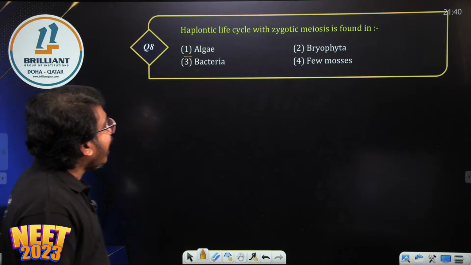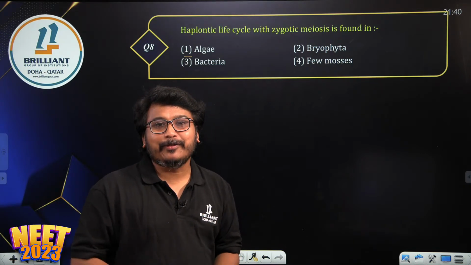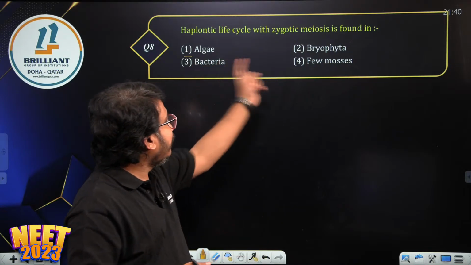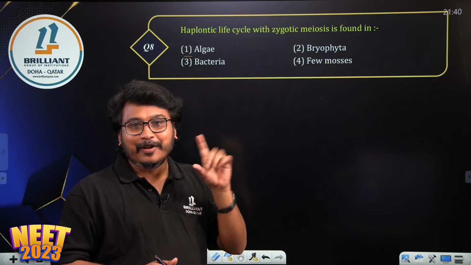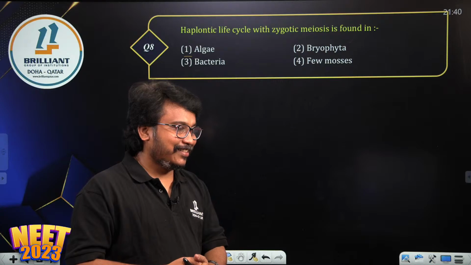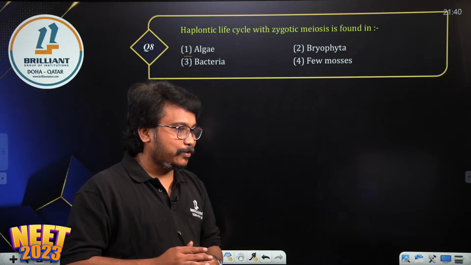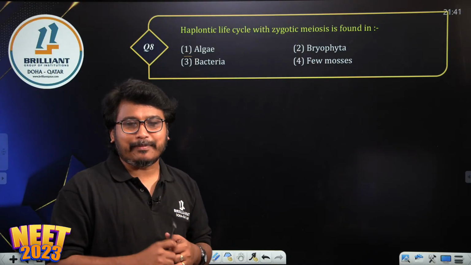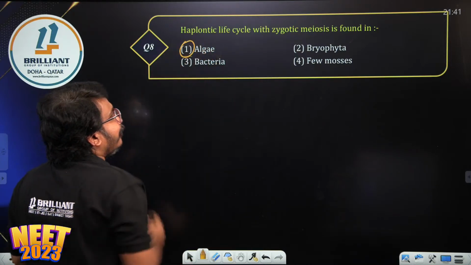Next one, haplontic life cycle with zygotic meiosis. Zygotic meiosis means the zygote never turns into an embryo. I told in the beginning, in which organism the zygote is never turning into an embryo. Out of the 5 divisions, 1 division is not having an embryo. Name it first. I'm waiting. Option 1, Sanjay, algae. Thallophyta, they never produce an embryo, which includes algae. So in algae and all, they are without embryo.